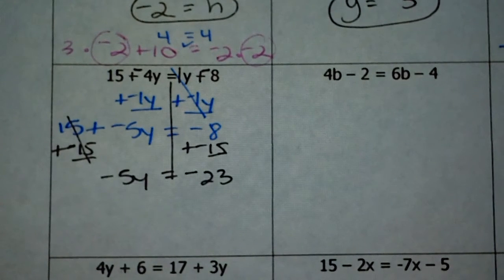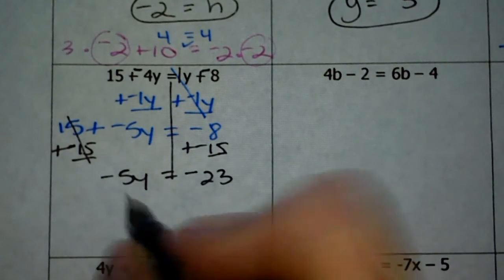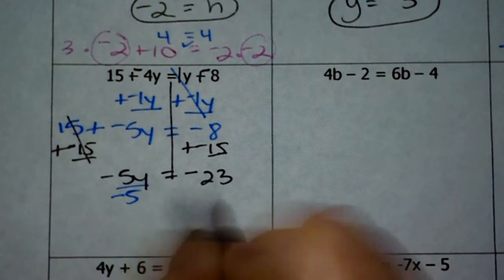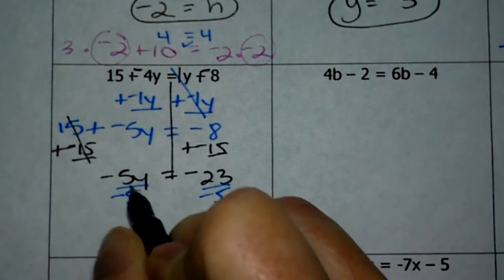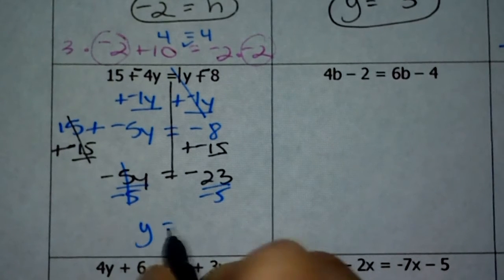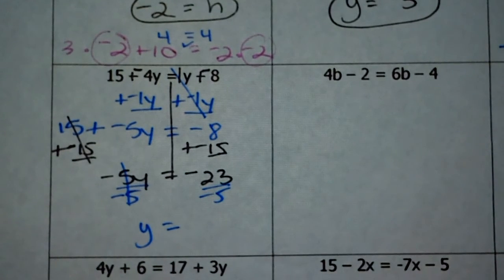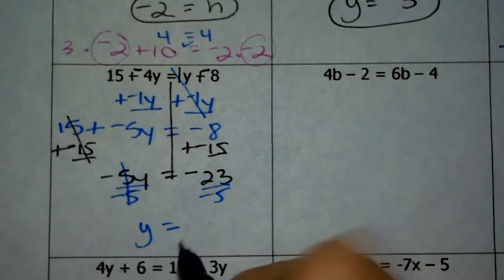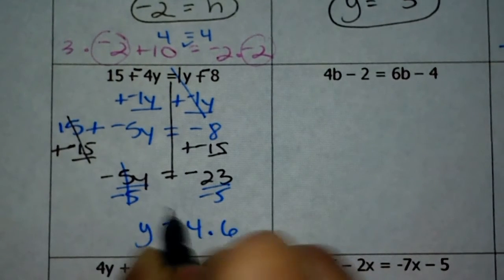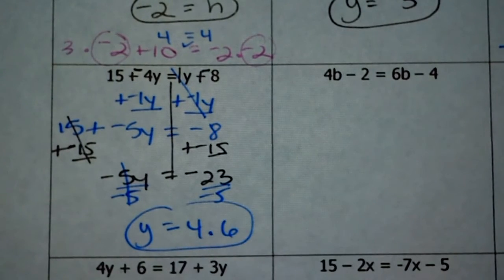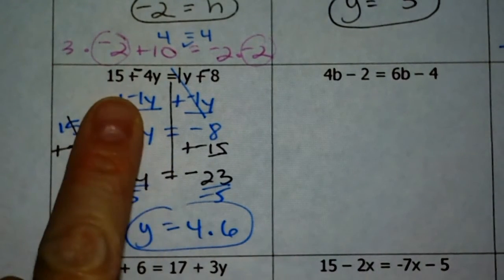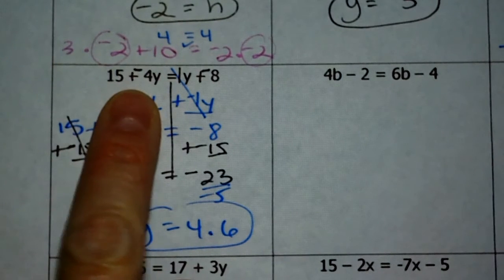And remember, to solve 1-steps that are multiplication equations, you just divide by the coefficient. So negative 5 divided by negative 5 is 1. 1y is y. And when you take a negative 23 divided by a negative 5, you get a positive 4.6. Decimals are allowed. Don't be frightened of them. Again, to check it, I would honestly just use my calculator and type in 15 plus negative 4 times 4.6 and hit enter.